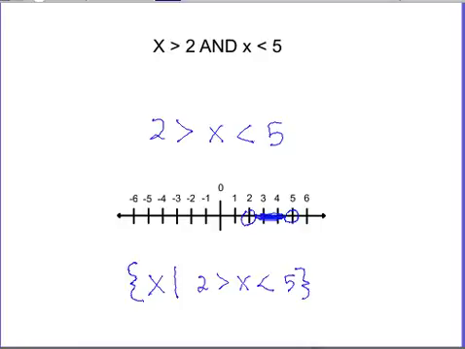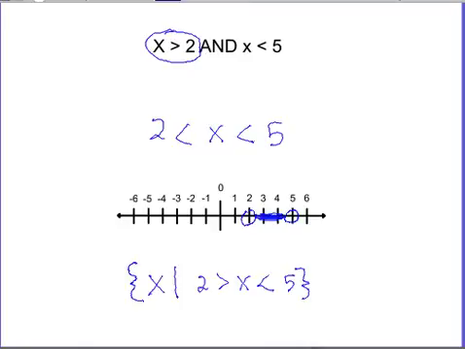Okay. Tessa. Why did the sign get flipped on the x? Well, because it's the same thing, isn't it? 2 is greater than x is the same thing. No. I wrote it backwards. Thank you. I wrote it backwards. You put the x in. Thank you very much for correcting me.